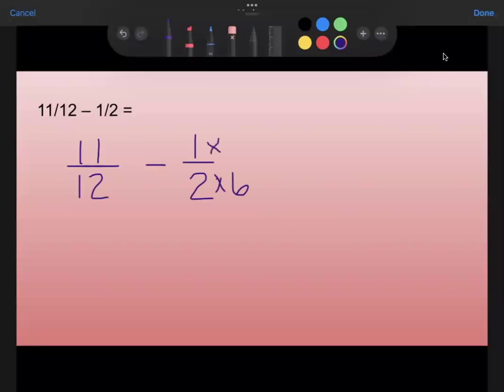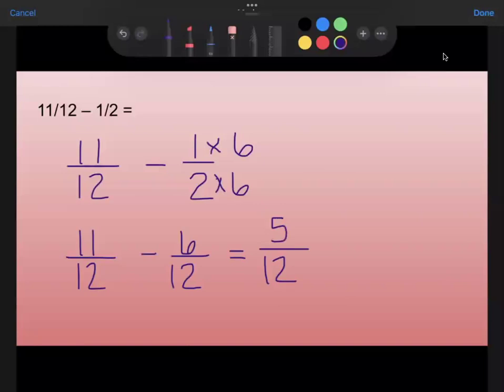So I'm going to do the same thing to the top of this fraction. That means I get to leave the first fraction the way it is. So 11 over 12 minus, now 1 times 6 is 6, and 2 times 6 is 12. Now that they have the same denominator of 12, I'll keep that, but I'll do 11 minus 6, which is 5. Now this is already simplified because the only thing I could divide the top by would be 5, which won't work for the bottom. So final answer here would be 5 over 12.